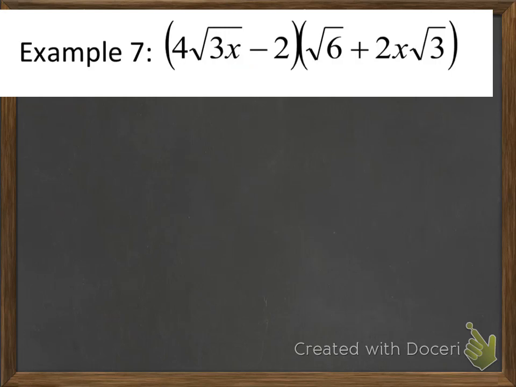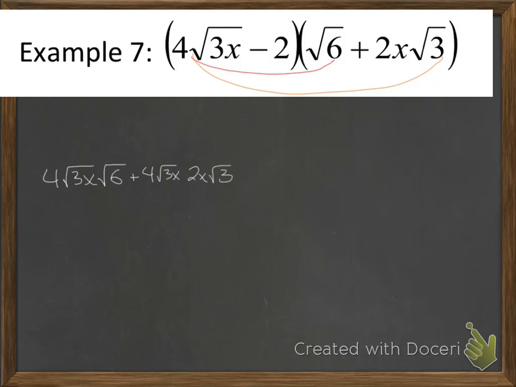All right, example 7. Again, we're doing some FOIL. So let's multiply our first terms. So we have 4 times the square root of 3x times the square root of 6. Then we have our outer terms. So our outer terms are going to be 4 square root of 3x times 2x times the square root of 3. Then we have our inner terms. So that's going to be negative 2 times the square root of 6. And then we have our last terms. So our last terms are going to be minus 2 times 2x square root 3.